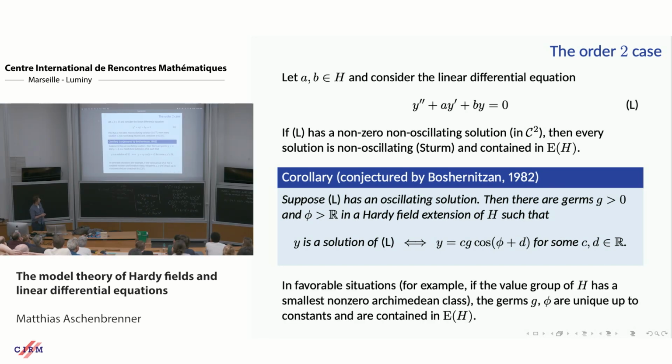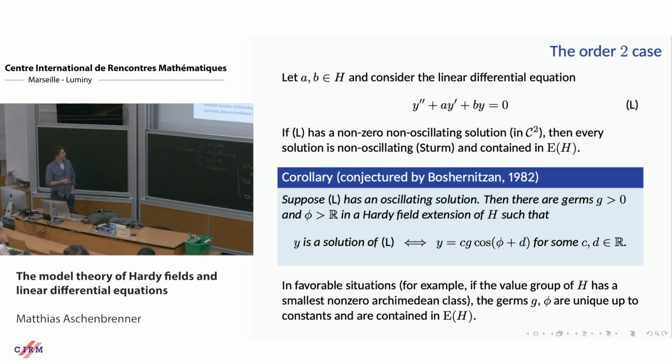Okay. And in fact, in some favorable situations, for example, if the value group of H has the smallest non-zero Archimedean class, then you can actually show that G and phi are unique up to constants, right? Of course, you can always multiply G, let's say, by some non-zero constant. And then again contained in this perfect hull. This is of course related to this factoring business over E of H that I talked about before.